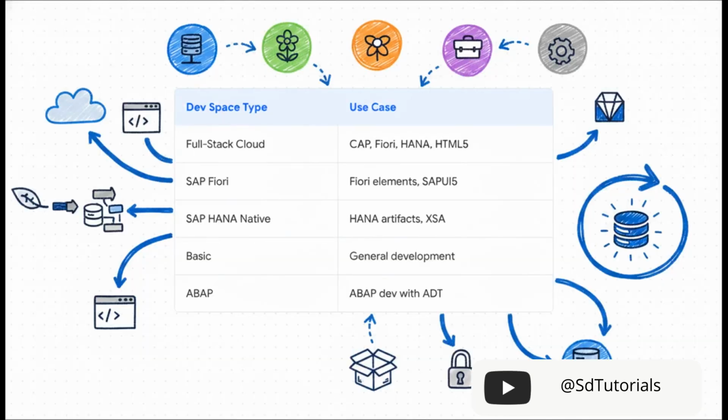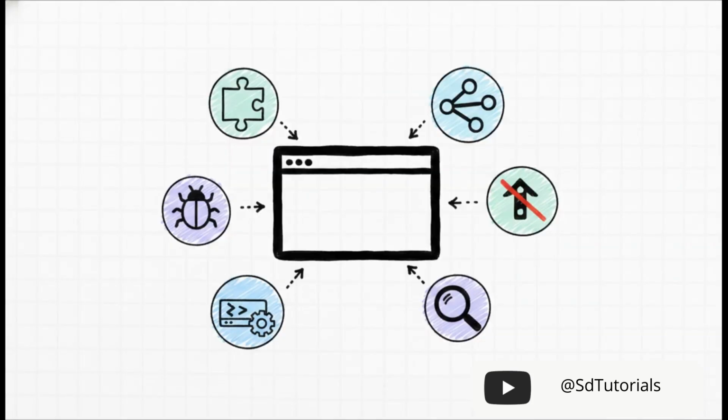In practice, you've got 5 primary dev spaces to pick from, giving you incredible versatility. Building CAP or Node.js backends? Spin up a full-stack space. Hyper-focused on SAP UI5? Grab the Fiori space. There are dedicated spaces for native HANA artifacts, basic general-purpose environments, and yes, even back-end ABAP development. You can actually maintain multiple spaces for all your different projects and just toggle them on and off as you need them. But here's the cool part.